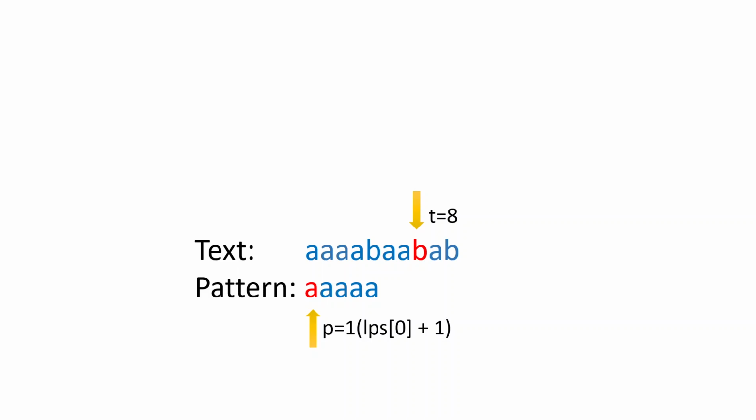And now what we need to do, we need to check the 0th index of the LPS array, and that value is 0. 0 plus 1 equals 1, so we move P to the first position from the second position. But again, there is still a mismatch, and P is already at the first position. We just can't go beyond that, so the only option left to us is to increment T. We have done just that.